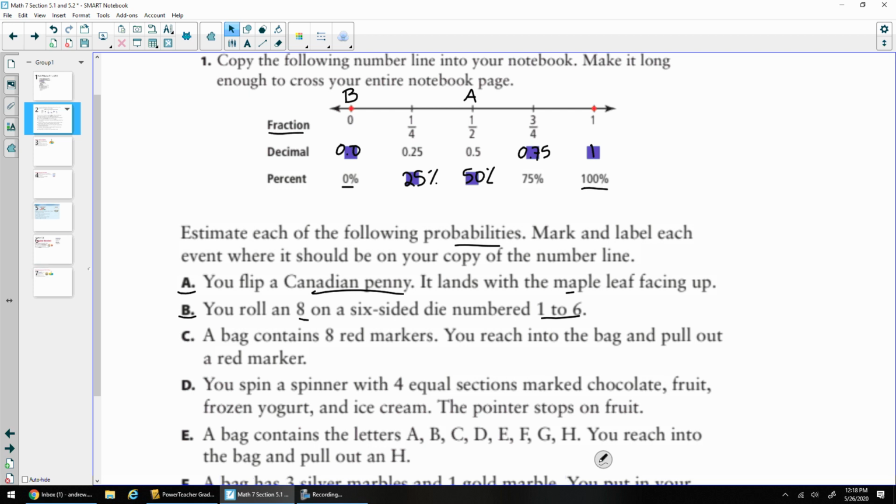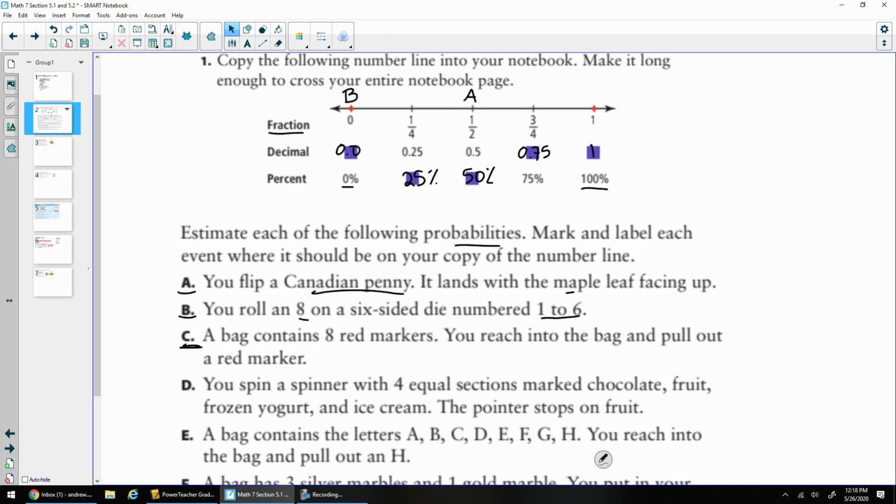Okay, C. A bag contains 8 red markers. You reach into the bag and you pull out a red marker. Well, if you reach into the bag, there are 8 red markers, so there are 8 possible outcomes, right? 8 different markers you could choose, but they're all red.